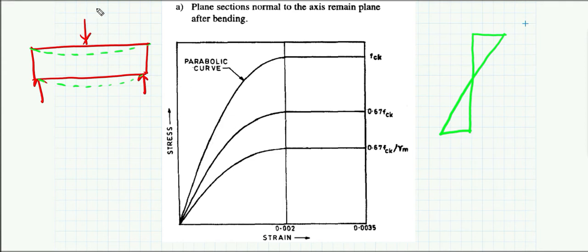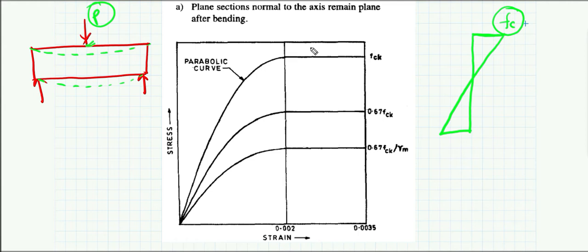Then as you go on increasing the load more and more, what will happen? A point will be reached where the top fiber of the concrete will start to yield, right? So this is the yield strength, which is denoted by FCK, right? Sorry, I should not use FCK. Suppose this is the yield strength. Okay, FC is the yield strength of the concrete.